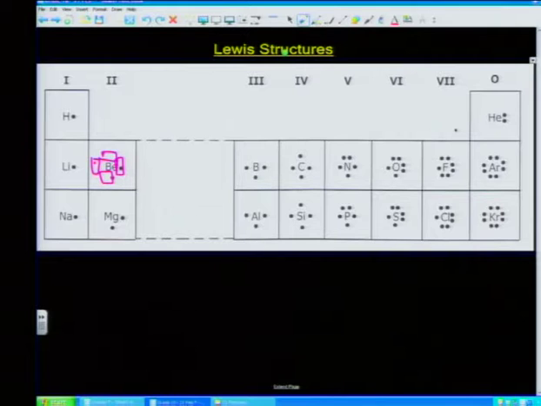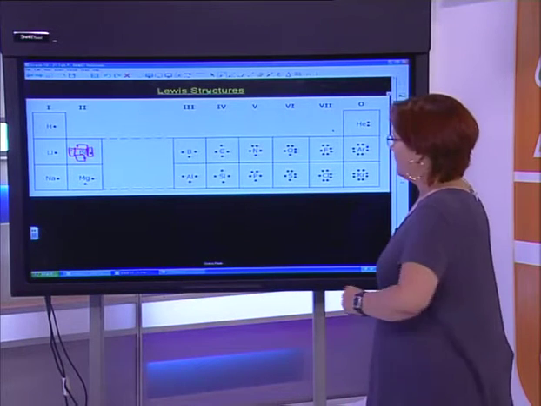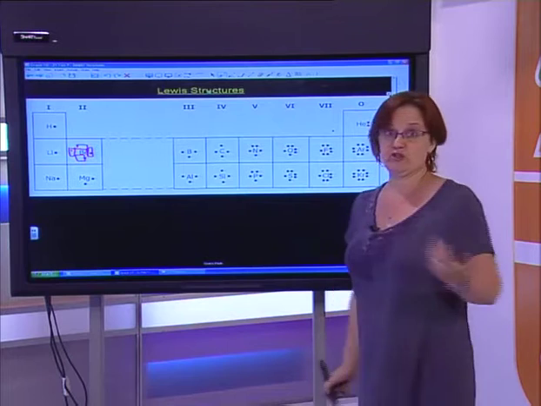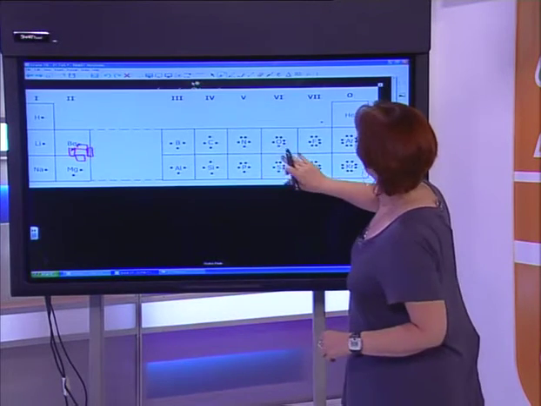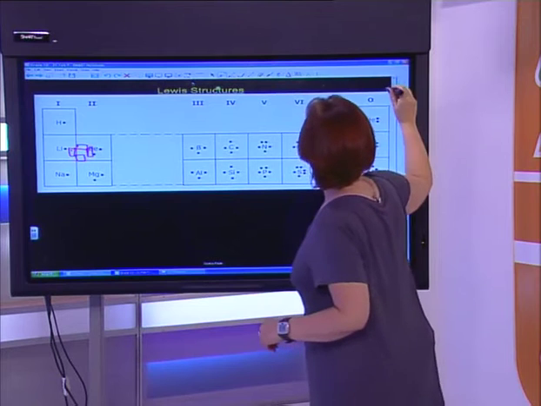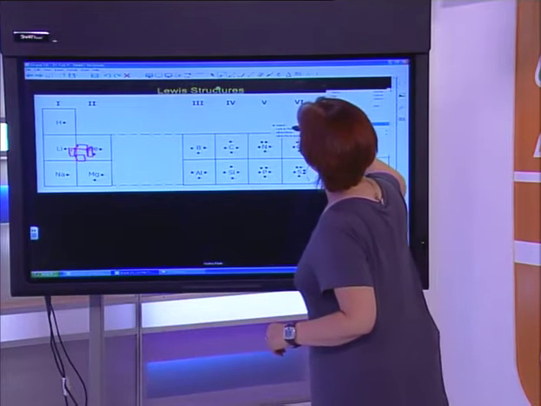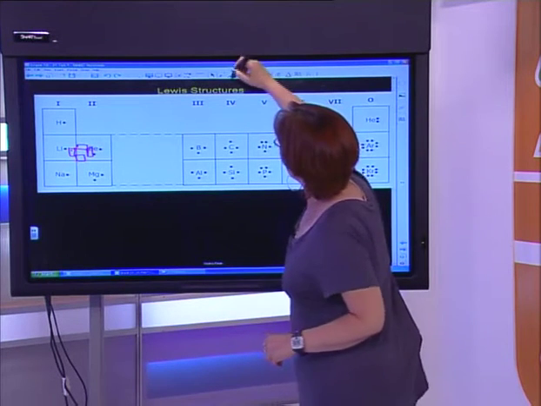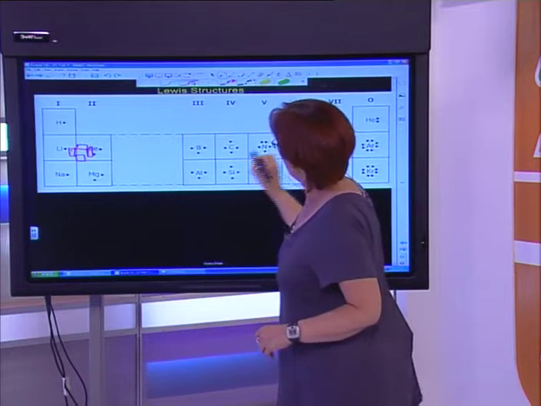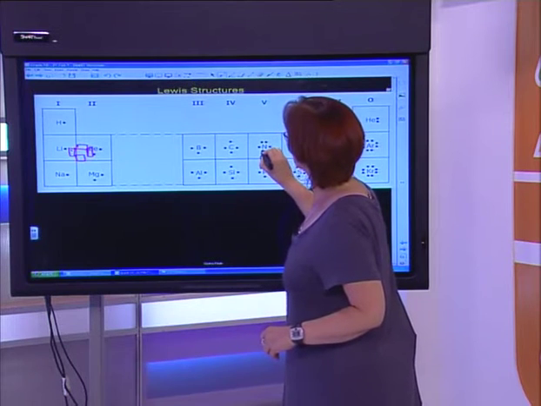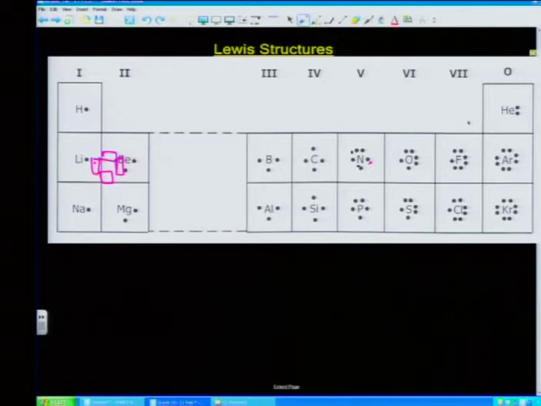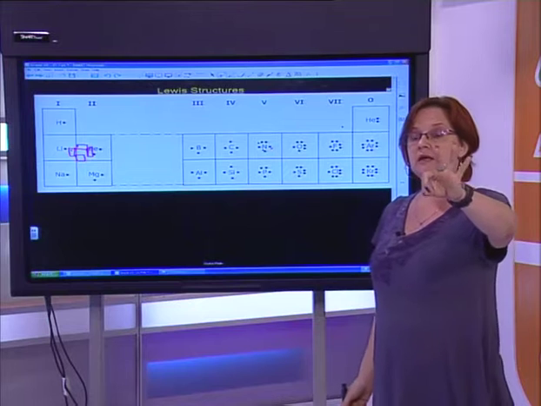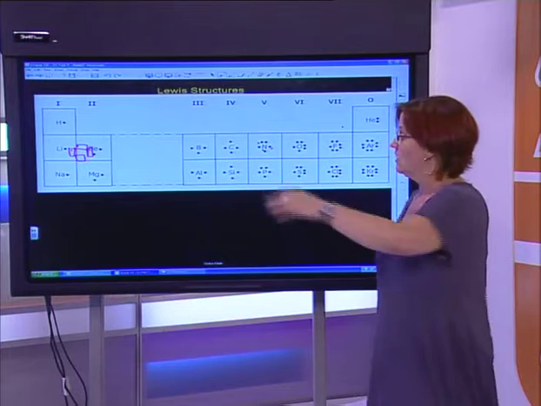Now, as we go along, we keep adding in, and this actually helps us a lot with our bonding, because if you look at nitrogen, for example, nitrogen has 3 open spaces. That means it can make 3 bonds. This is what makes nitrogen so special.